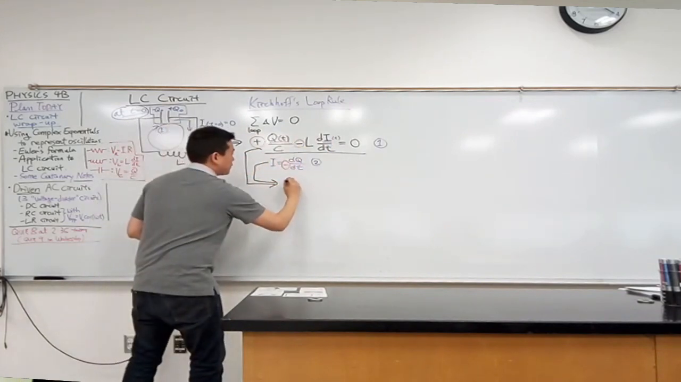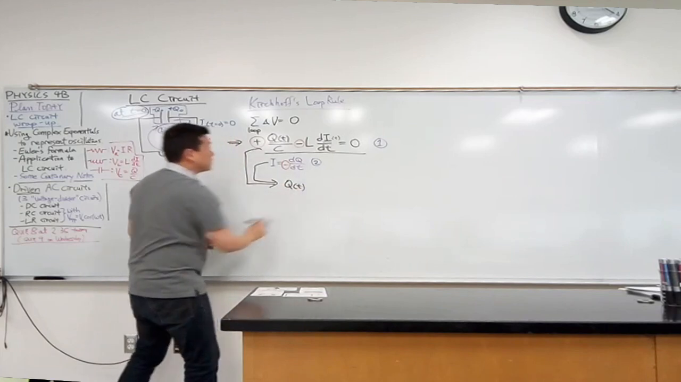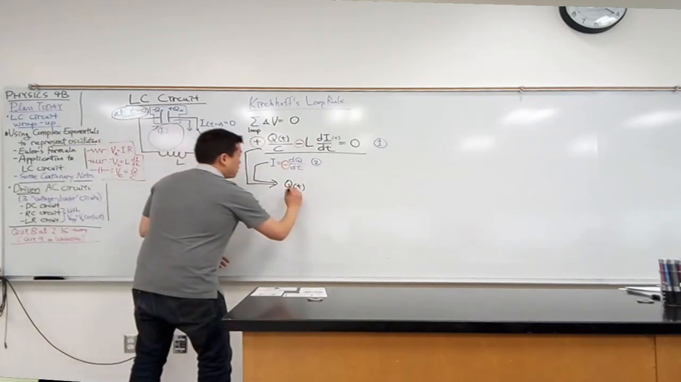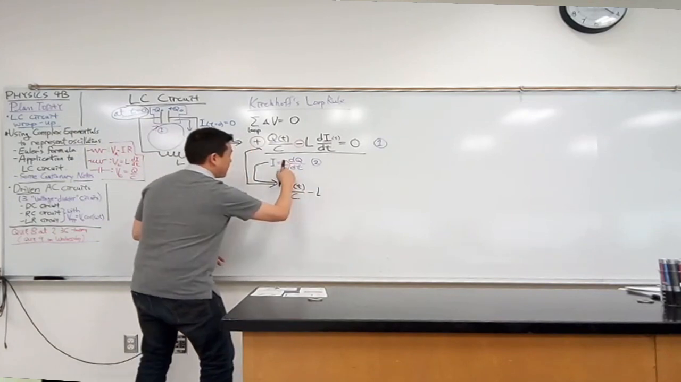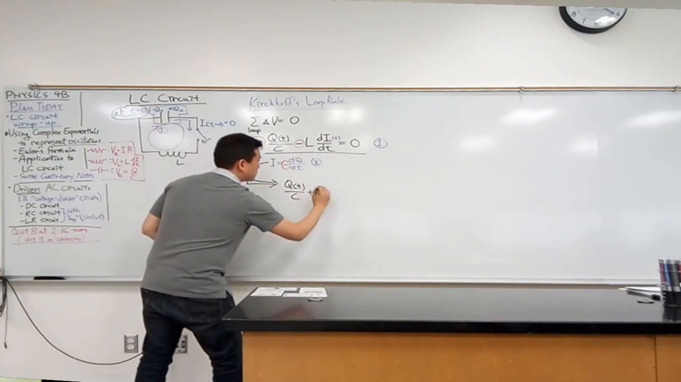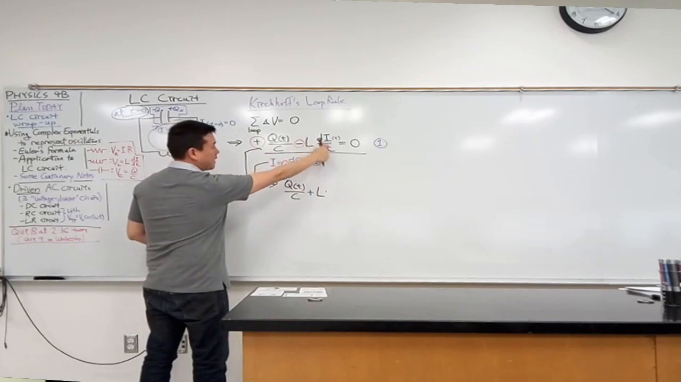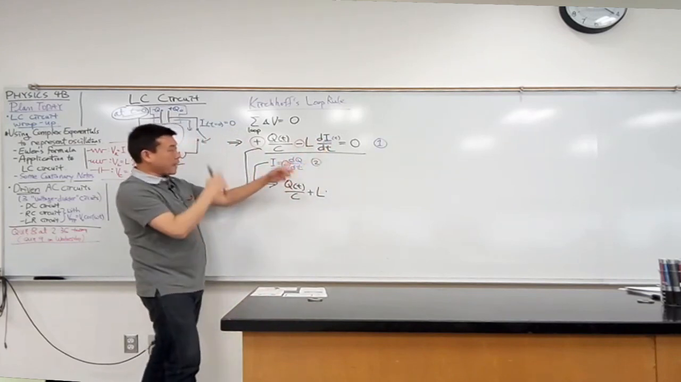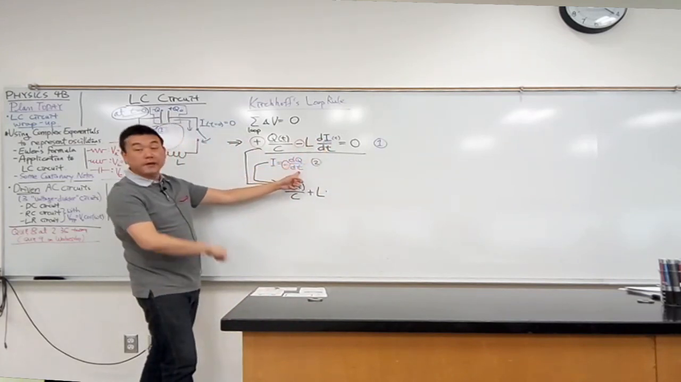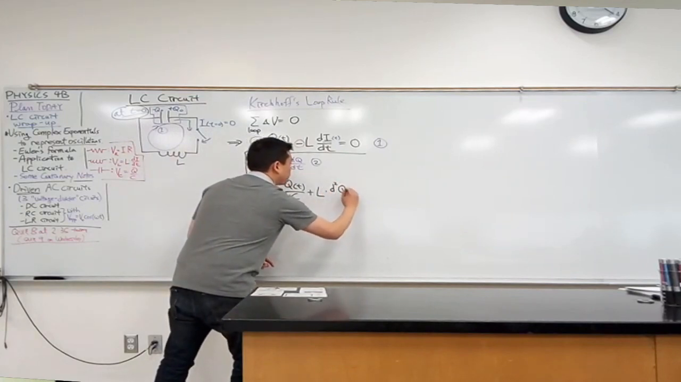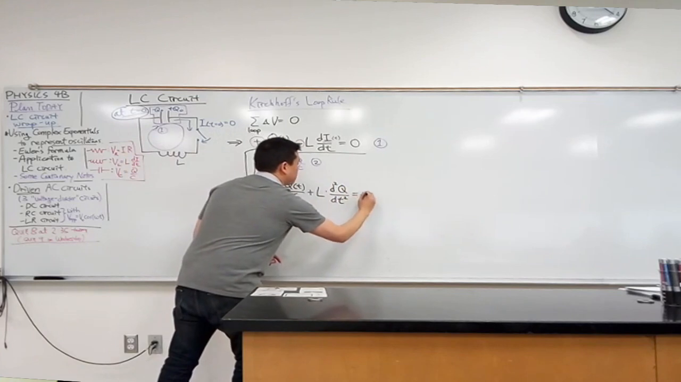So let's do that. Plugging in I into here, this is the equation I end up with, Q as a function of time. So I'm going to get a single equation in terms of a single unknown, Q. Q of t over C, minus times minus, so plus L times one time derivative, and on top of that, another time derivative acting on it. So the second time derivative of q as a function of time is equal to 0.